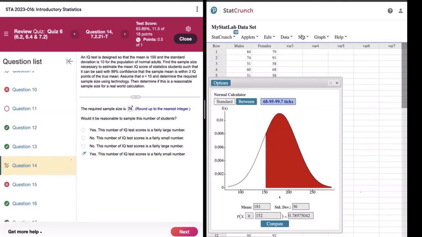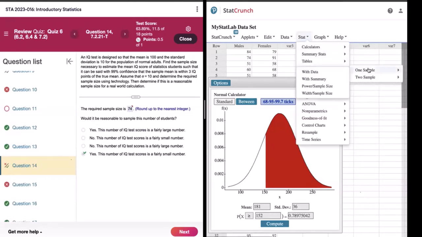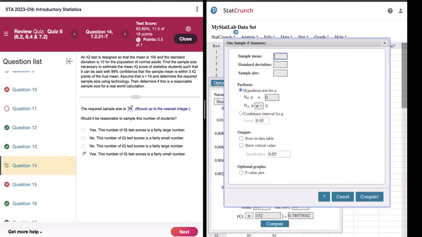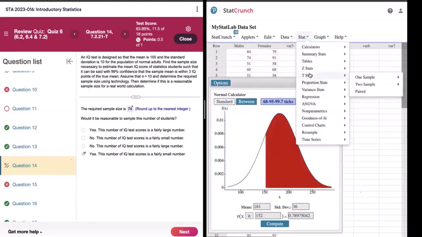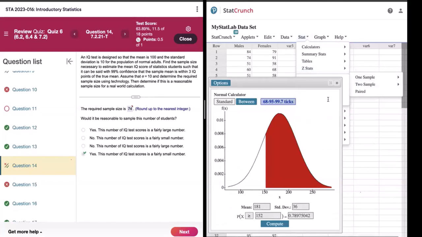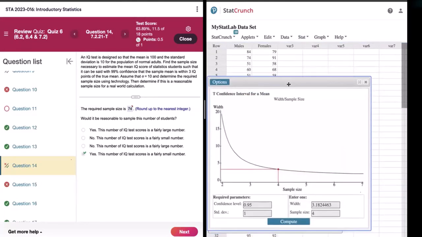So we do Stat, Z Stats, 1 sample with summary. Mean is 100. Standard dev is 10. Sample size, we don't know. Oh wait, no, it's a T stat. Yeah, it's a T stat. That's the one I meant to click. Yes.